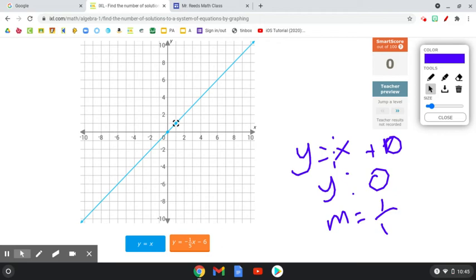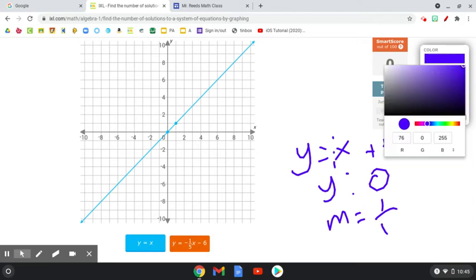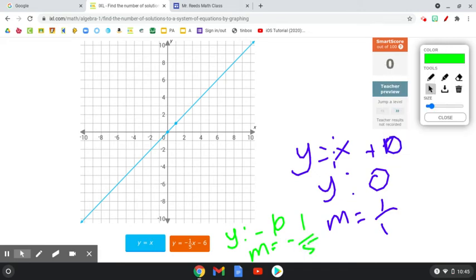Okay. Now let's look at y equals negative 1/5 x minus 6. So we have to click on that one, and when I look at that, my y-intercept here is negative 6. Slope is negative 1 over 5. So when I graph that, I know I start at negative 6. Negative 1 over 5 means down 1, 1, 2, 3, 4, 5. And boom, it graphs it for me.